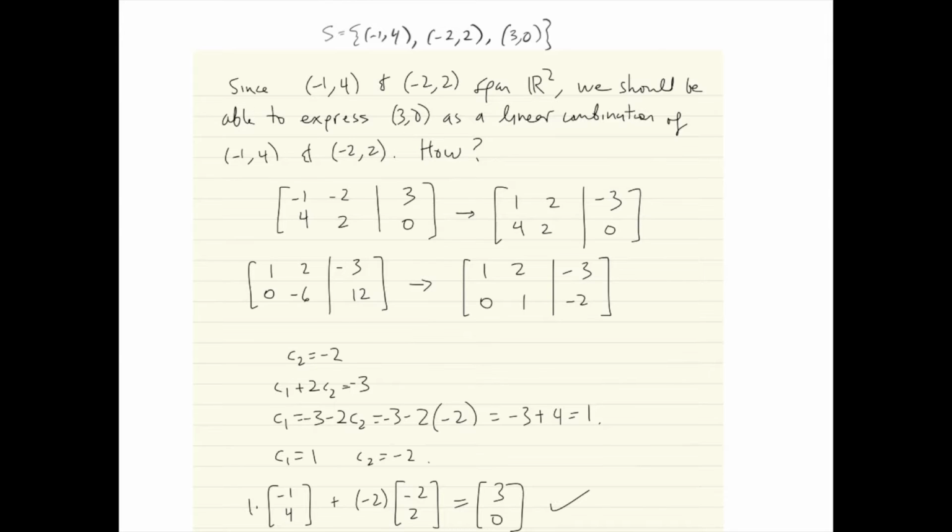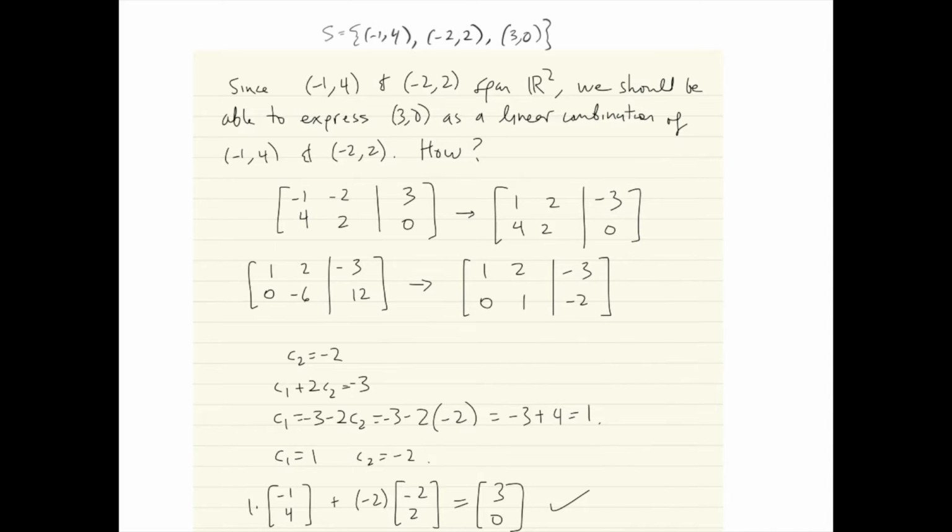Now let's figure out how to express 3, 0 as a linear combination of these two vectors. Well, we've seen that you make the augmented matrix and then you row reduce it. And you get to this point here. This isn't completely in the reduced form, but it'll work. So we get that C2 is equal to -2. And this first row says 1 times C1 plus 2 times C2 equals -3. Then substituting our known value of C2, we get that C1 equals 1.